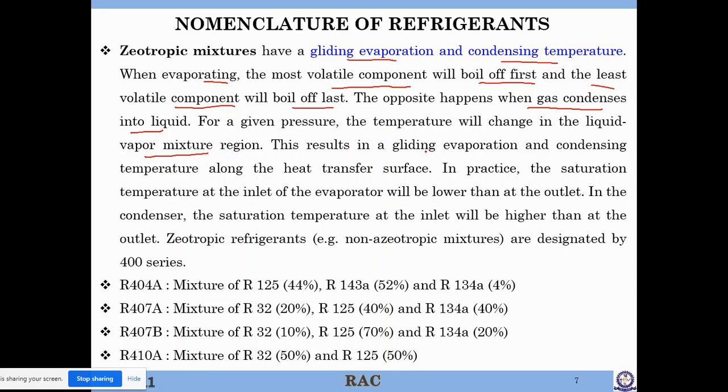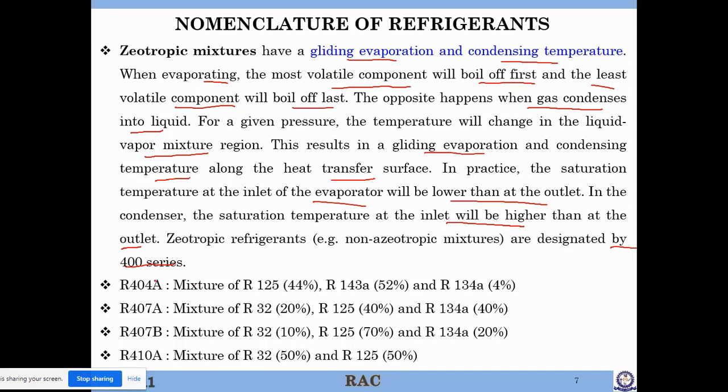This results in a gliding evaporation and condensing temperature along the heat transfer surface. In practice, the saturation temperature at the inlet of the evaporator will be lower than at the outlet. In the condenser, the saturation temperature at the inlet will be higher than at the outlet. So that's why we say it results in a gliding evaporation and condensing temperature along the heat transfer surface. Zeotropic refrigerants are designated by the 400 series.